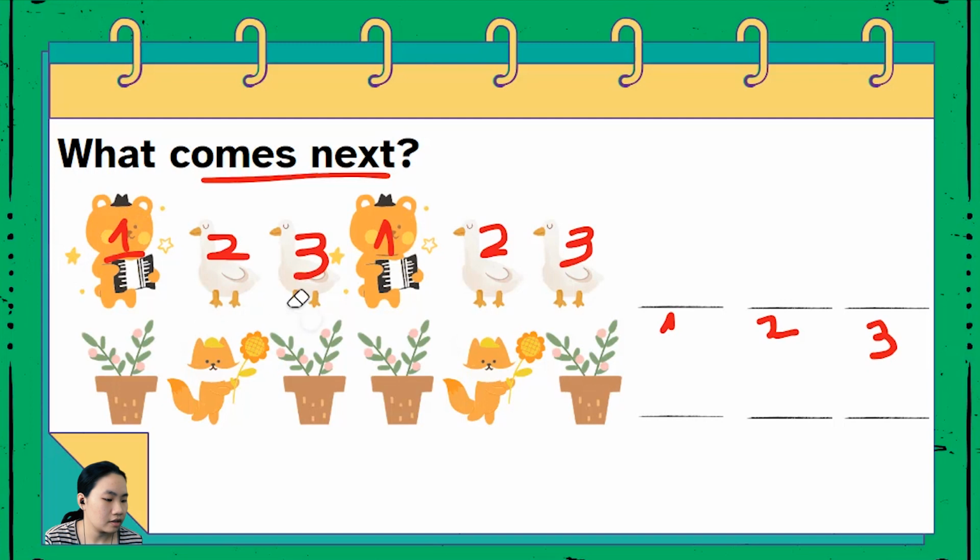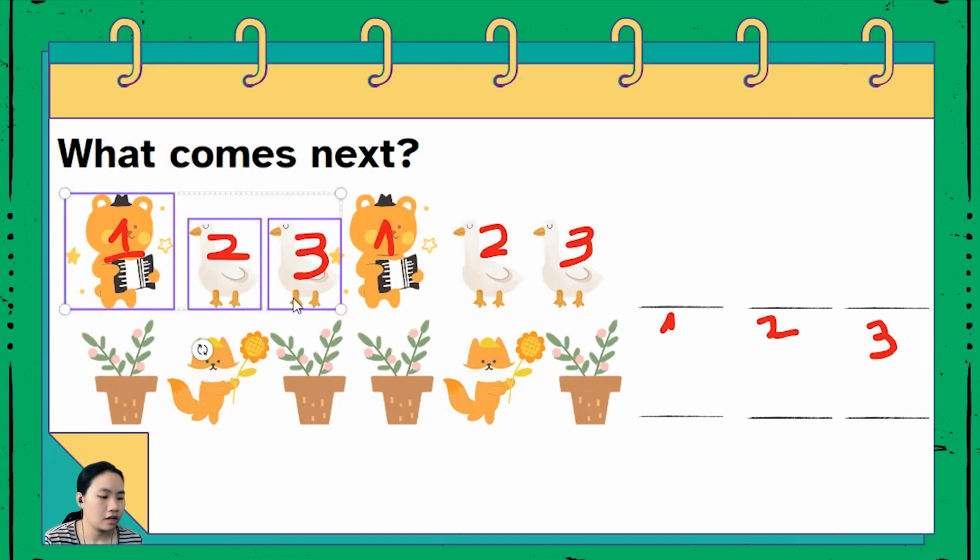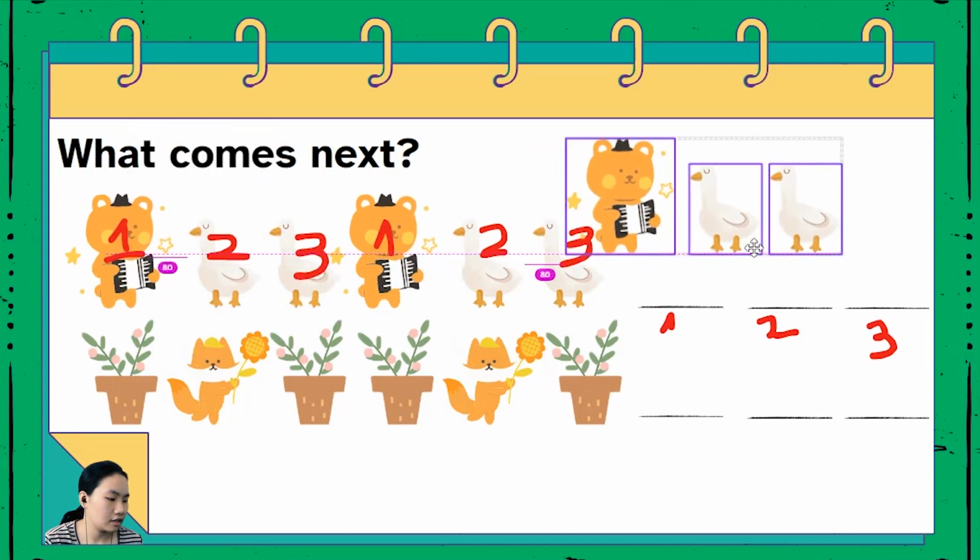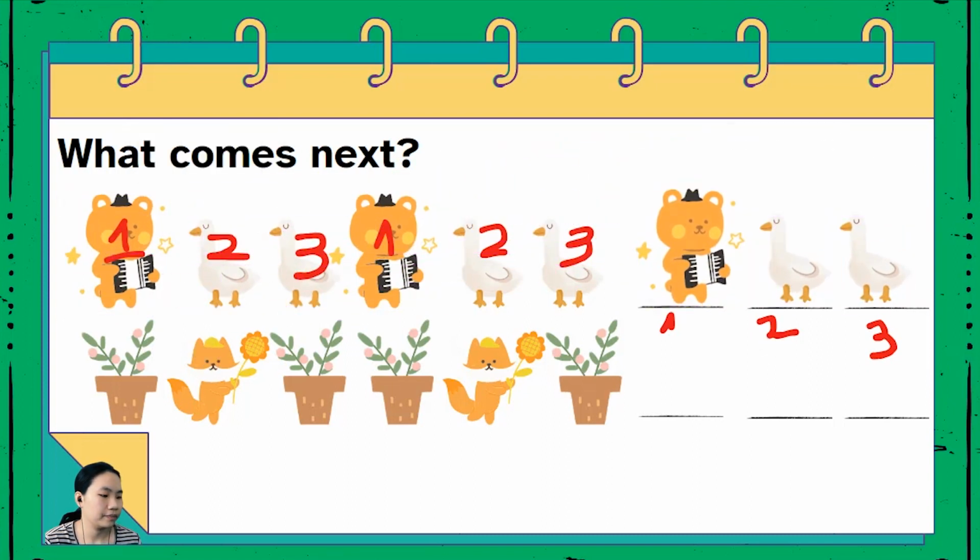So let me erase these parts real quick, and I'm going to copy and paste the bear and the ducks, okay? There we go. For our second pattern over here, we have a pot of plant, and then we have a fox. Can you tell me what the pattern unit is? Number 1 is the pot plant. Number 2 is the fox.